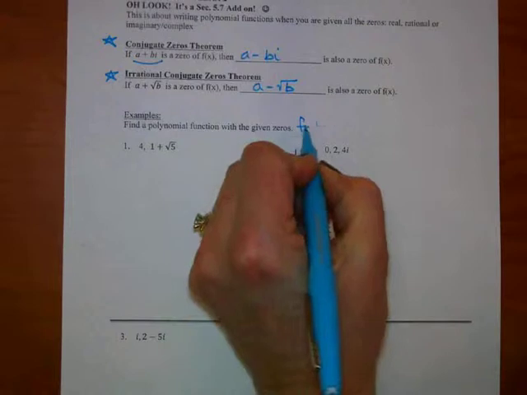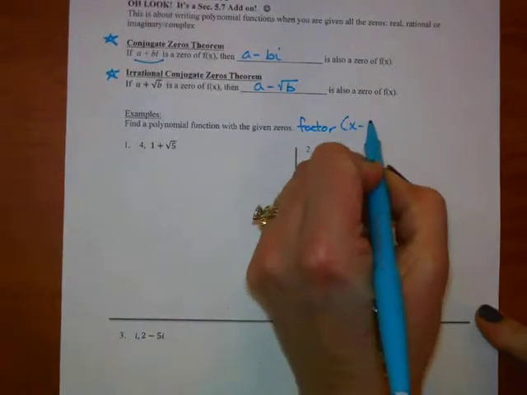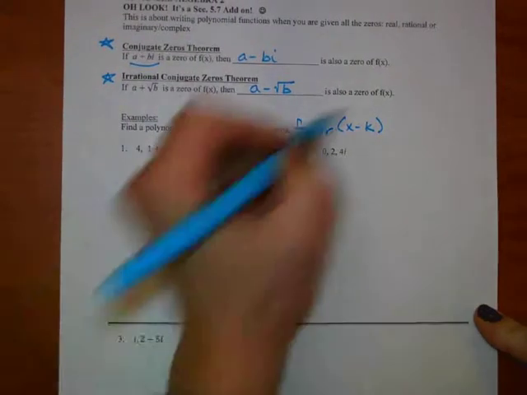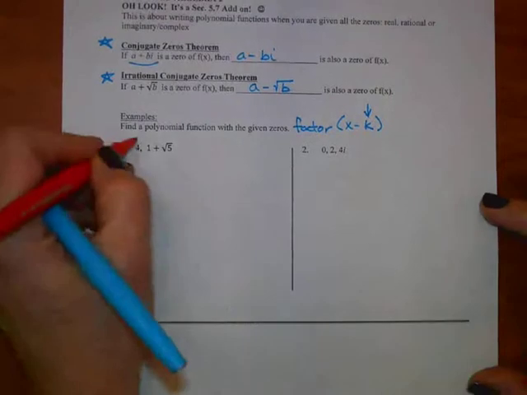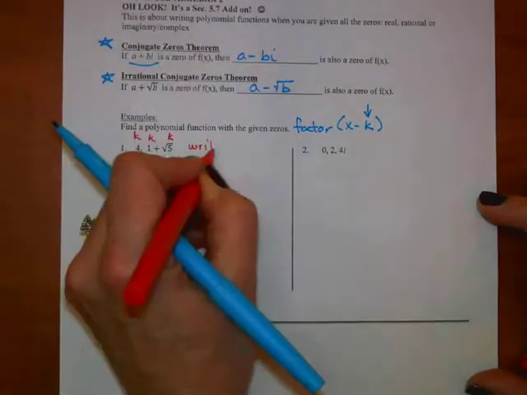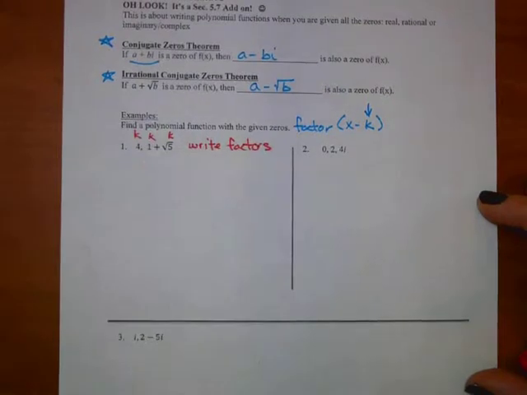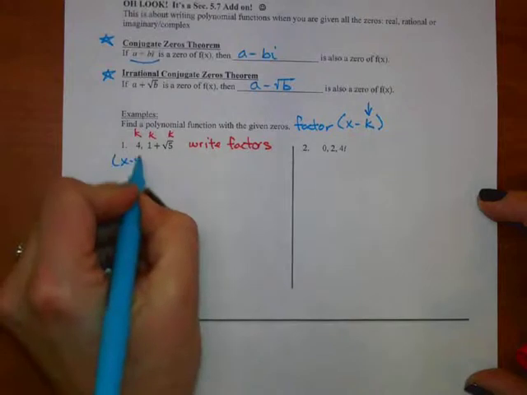The factors are written as x minus k. And what you're given here is the k. Right? The zeros. That's the k. So the first thing you do, this is a k, this is a k, this is a k, is you write the factors. So I'm going to do that. Using the 4, it would be x minus 4. Yes?